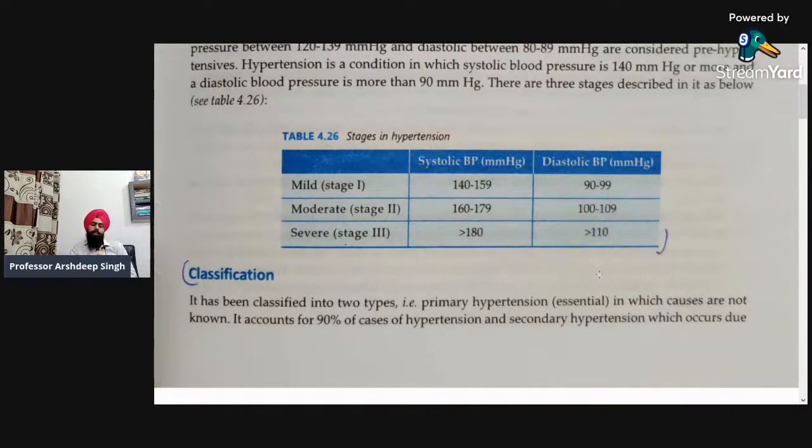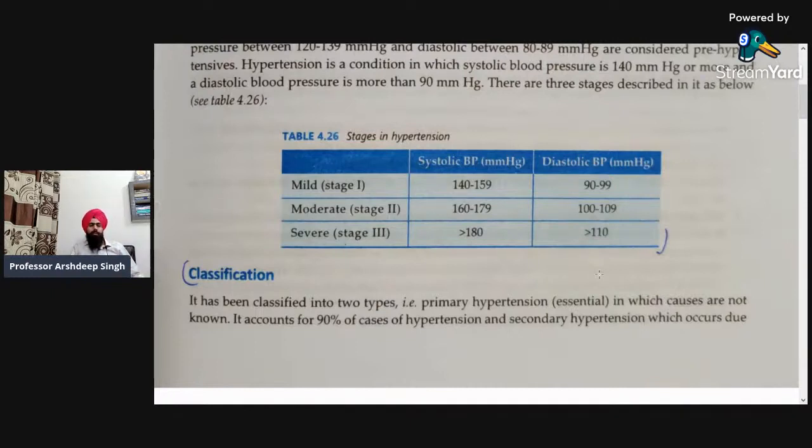Moving on to the moderate stage, stage 2: the systolic BP is 160 to 179, and the diastolic BP is 100 to 109 mm of Hg. In case of the severe condition, stage 3, the systolic BP would be more than 180 mm of Hg, and the diastolic BP would be more than 110 mm of Hg. So these are the three stages of hypertension.